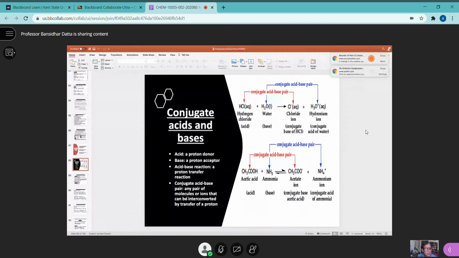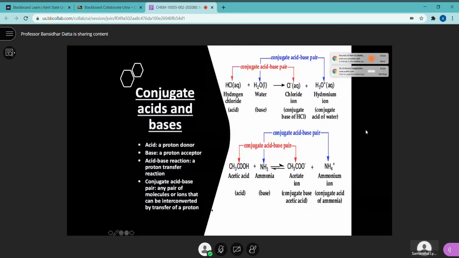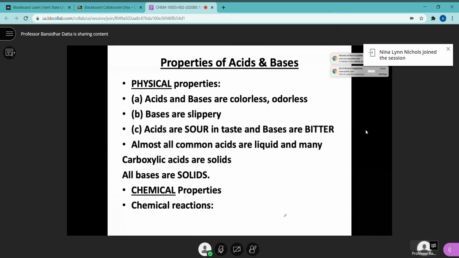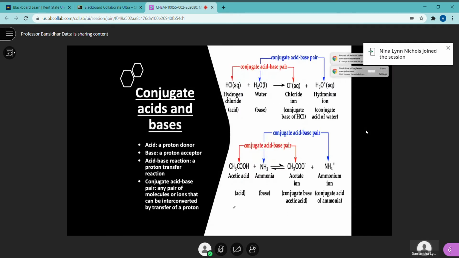Inverse relationship. In other words, wait, I have a question. Can I ask a question? Go ahead. So my question is that you said the weaker the base, the stronger the acid, correct? Yeah, that is correct. And then it's the opposite.